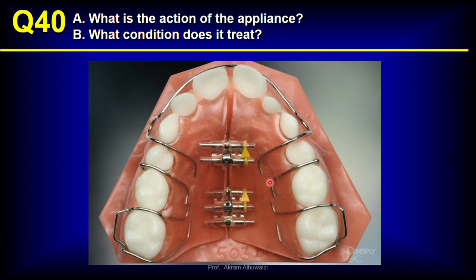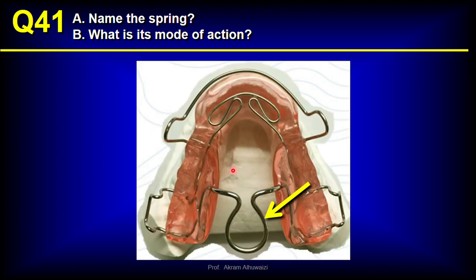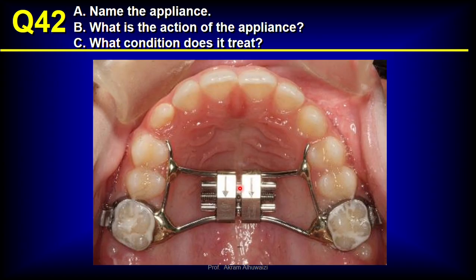What's the action of the appliance? It's a reciprocal action to expand the maxillary arch. What condition does it treat? Posterior crossbites. Name the spring. It's a coffin spring. What's its mode of action? It expands the upper arch.